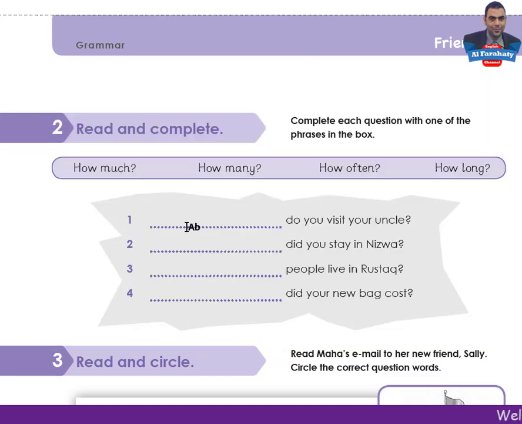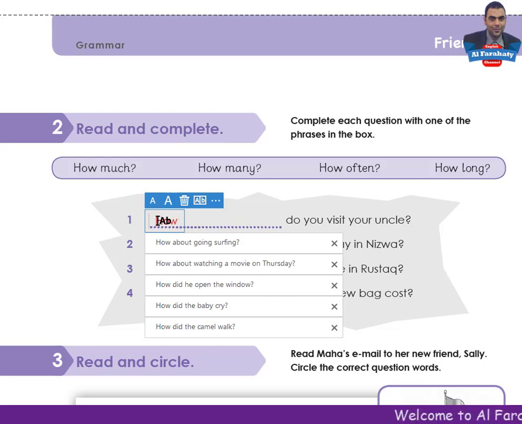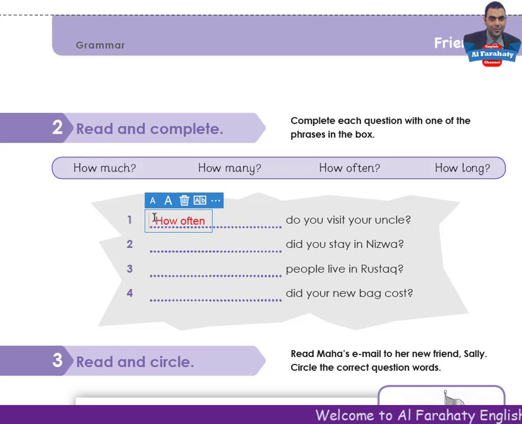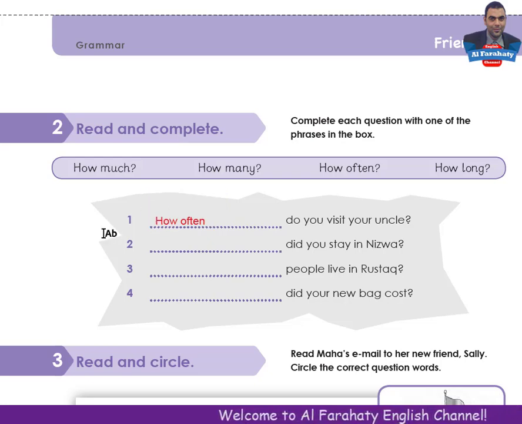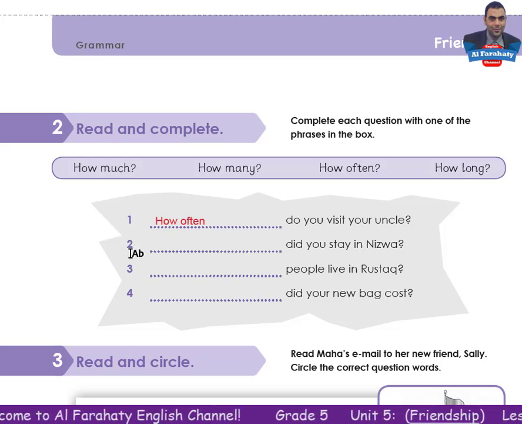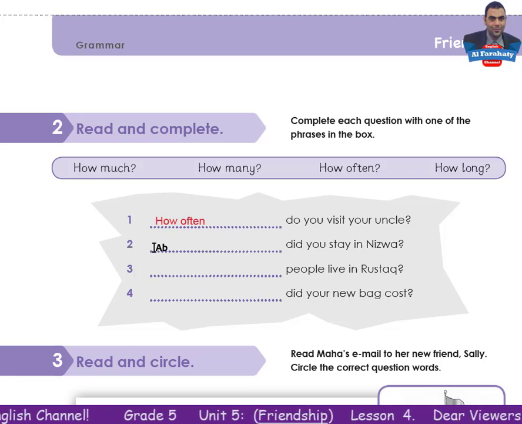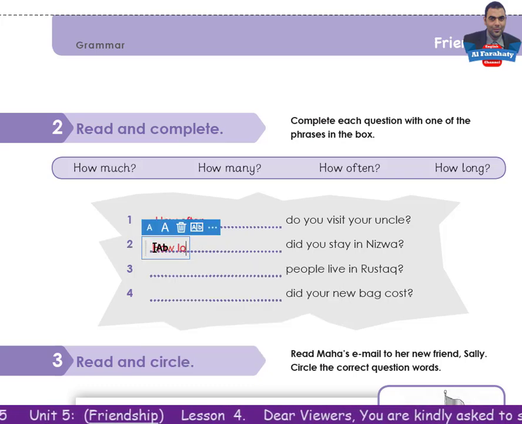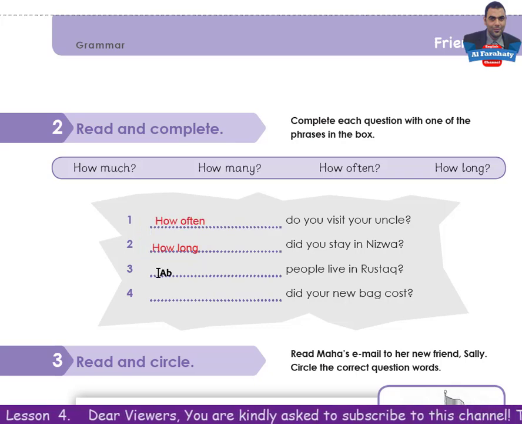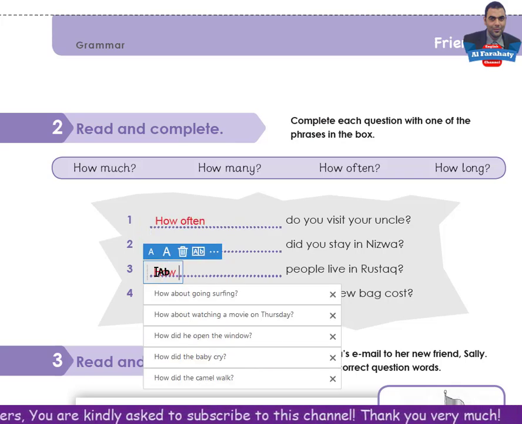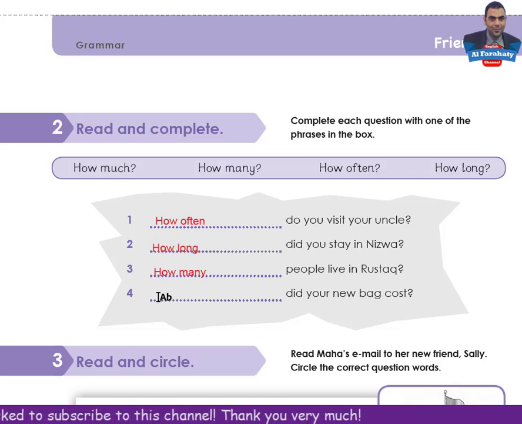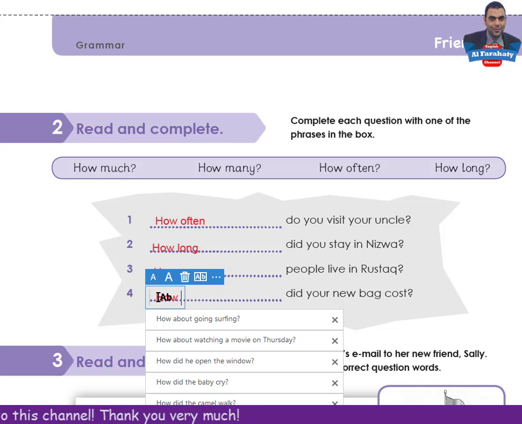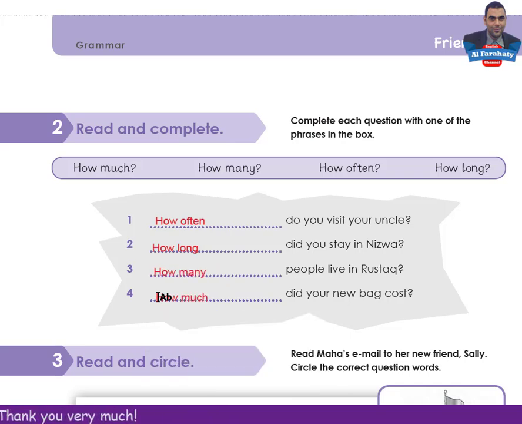Hello again. The first one is how often. How often is used to ask about the times, how many times. Number 2, how long. Number 3, how many. Number 4, how much. And it is used to ask about the price.